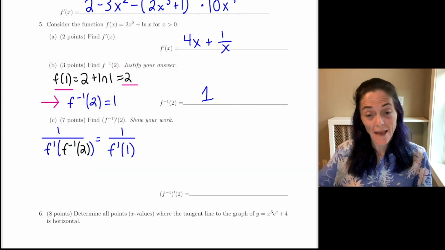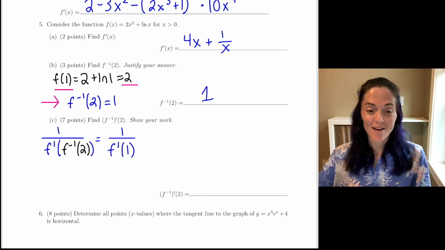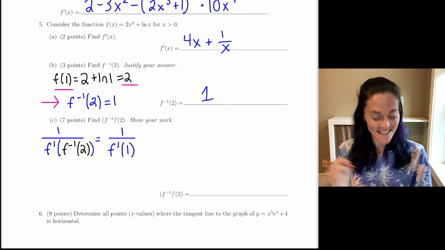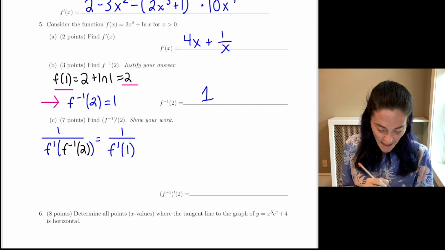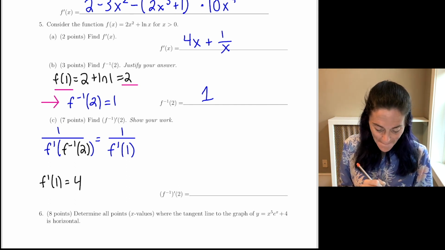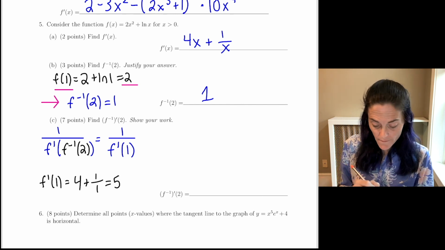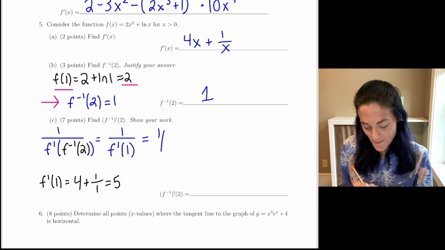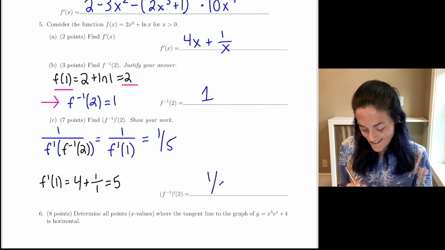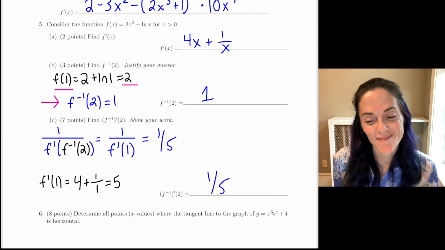Okay, we have everything. We have f prime. We want to evaluate f prime of 1 and take 1 over this. So maybe I will calculate f prime of 1 over here. This is 4 plus 1 divided by 1, which is 5. So here's my final answer. It's 1 divided by 5. Like this, inverse function theorem.